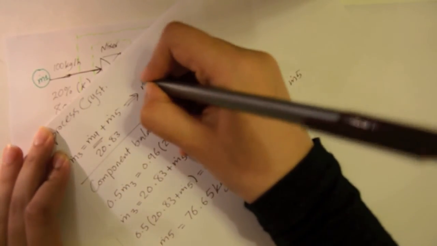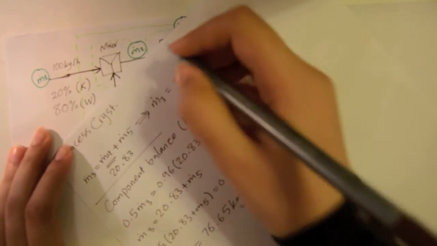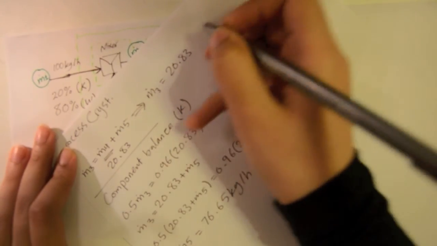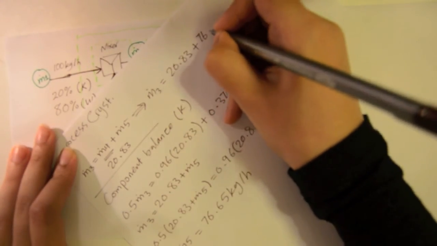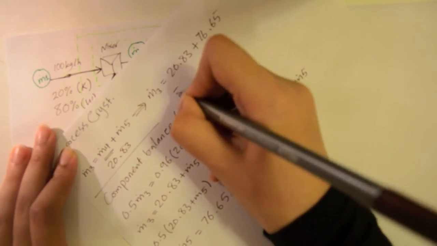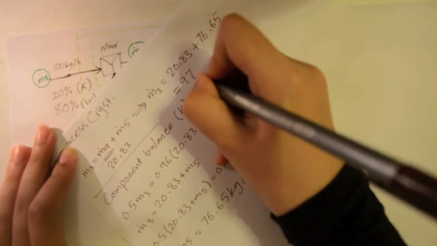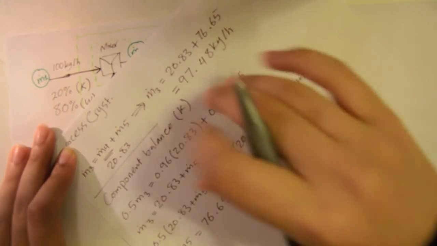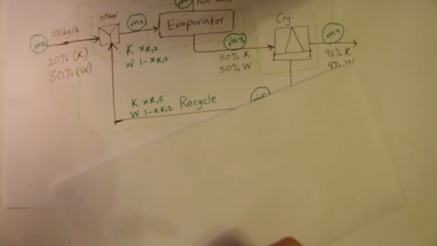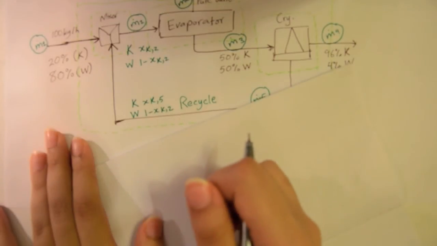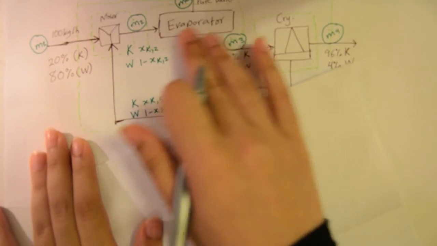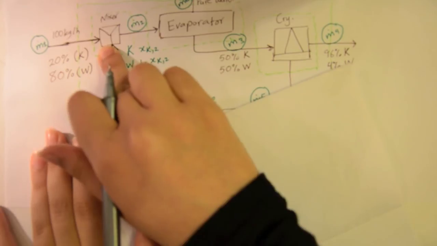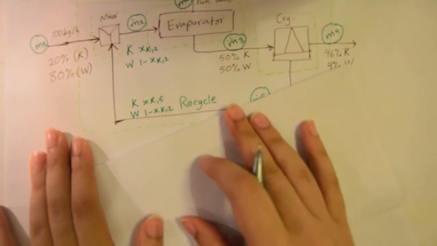So from M5 here, we can find M3. So M3 equals 20.83 plus 76.65, which is equal to 97.48 kilogram per hour. The last system that I will solve is the mixer. Of course, we will not have to solve for the evaporator because after finishing solving the mixer, we will know all the unknowns.